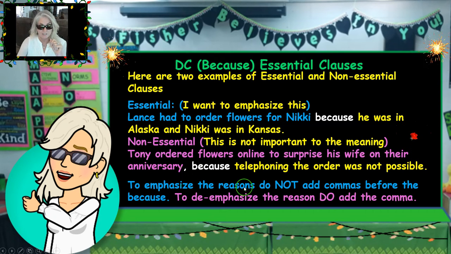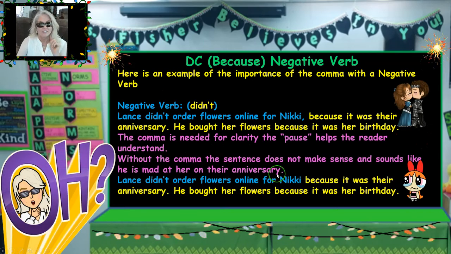So to emphasize the reason, we do not add the comma, just like that essential appositive. But to de-emphasize it, we do add the comma, so we can scoop it out of the sentence because it wasn't important. That de-emphasizes it. The other time that you put a comma before because is if there's a negative verb, like didn't. Lance didn't order flowers online for Nikki, because it was their anniversary.